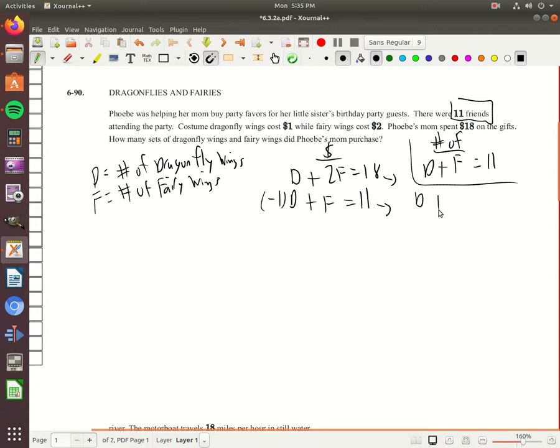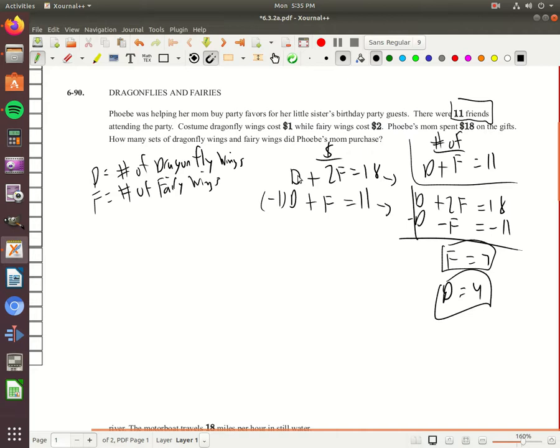The top is going to stay the same: D plus 2F equals 18. But the bottom I'm going to distribute, and I get negative D minus F equals negative 11. Again, we did the elimination in 6.3.1, so this is a continuation. We've eliminated the D's, so we get F equals 7. So if there's 7 fairy wings, there must be 4 dragonfly wings, right? 4 plus 7 is 11. And then we'll do the math on this: $4 plus 2 times 7 is 14, so 4 plus 14 is 18. Works out perfectly. $18 spent and 11 total costumes, so we're good on this one.